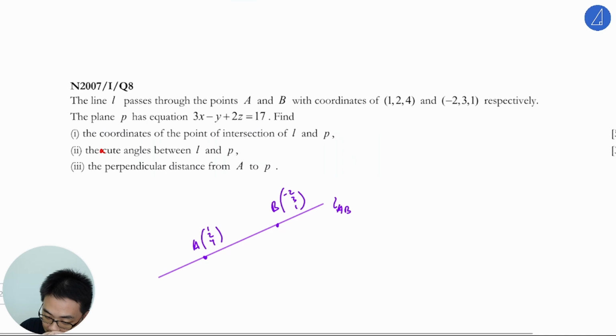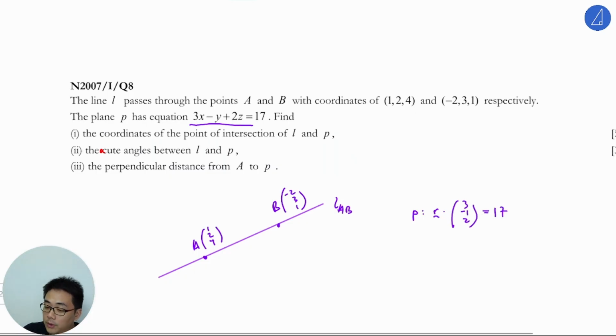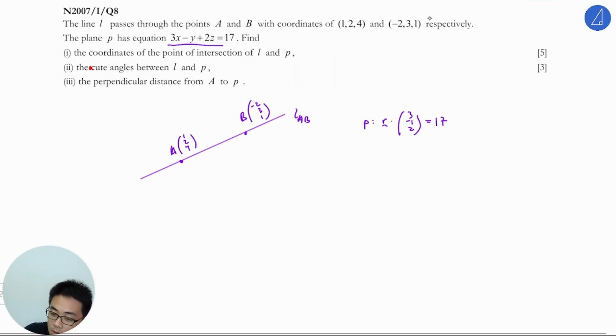Okay. Now the plane has this equation. So this equation here, leave it in terms of scalar product form. We don't really like Cartesian form or anything. Just scalar product form will suffice. So that will be good. So you want to find the coordinates of the intersection between the line and the plane. So what is the first thing you need to do?